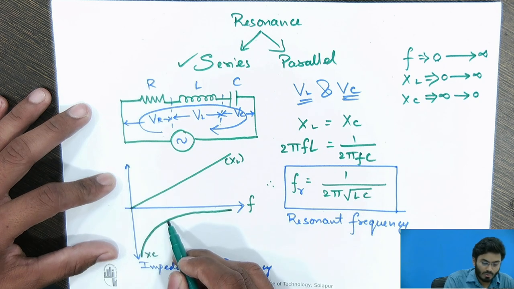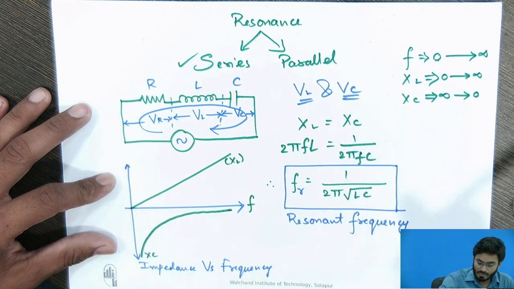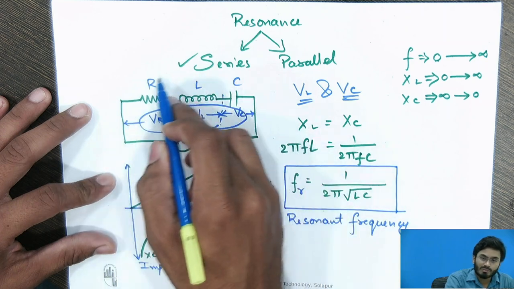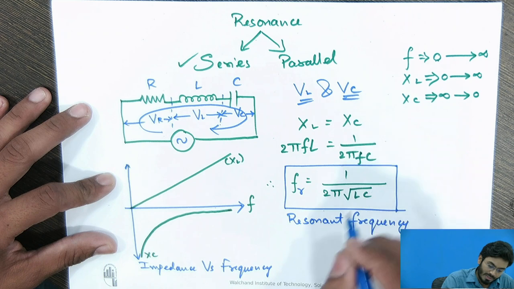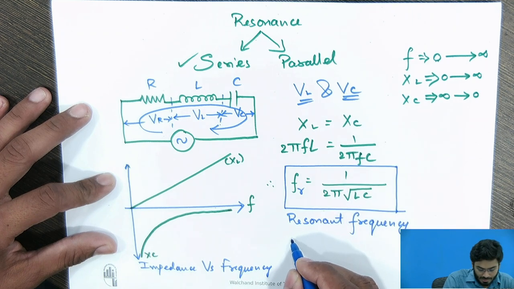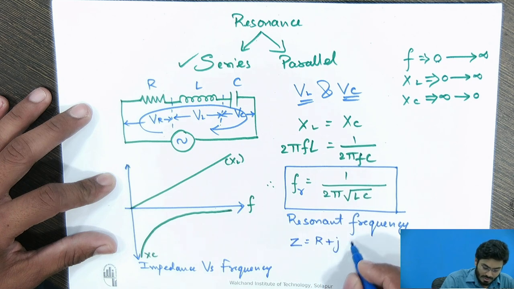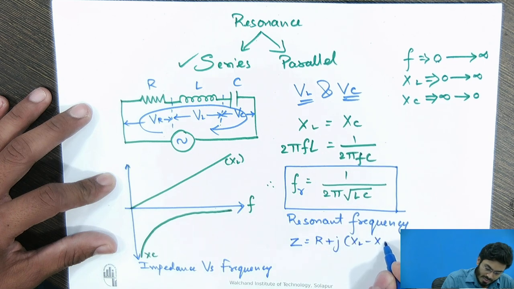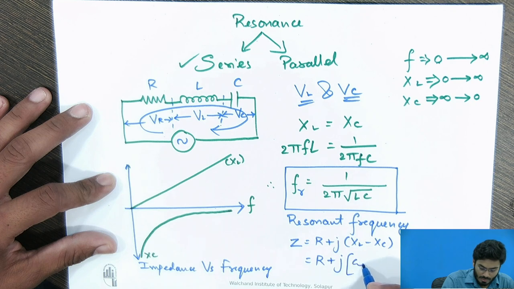Now, why are we going for the negative y-axis for representing this XC? There is a reason for that one. So for understanding this, we need to first of all understand what is the overall impedance of this circuit. It is very important to understand it before understanding the graph. Now, let's say that I want to identify the impedance, which is nothing but R plus XL minus XC, which is nothing but R plus j times omega L minus 1 by omega C.